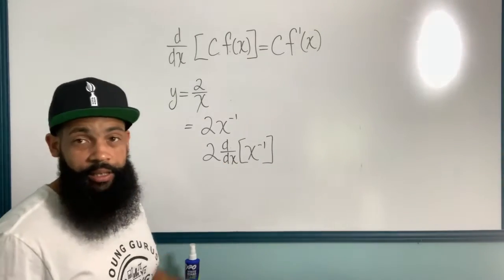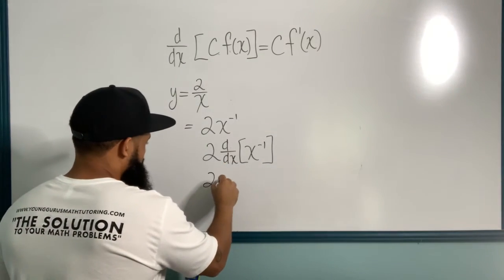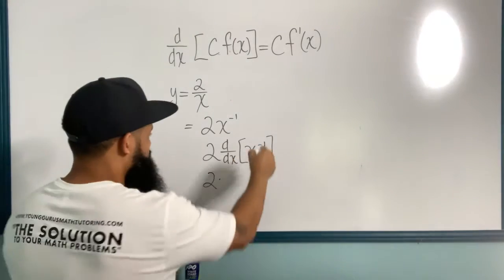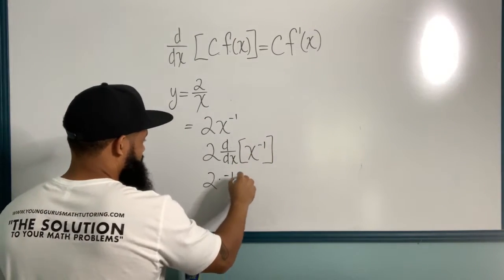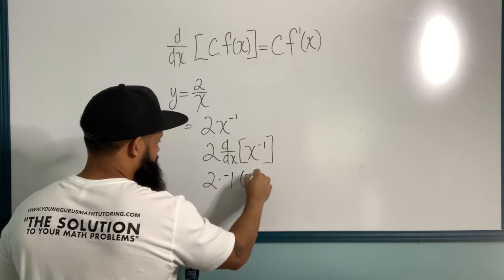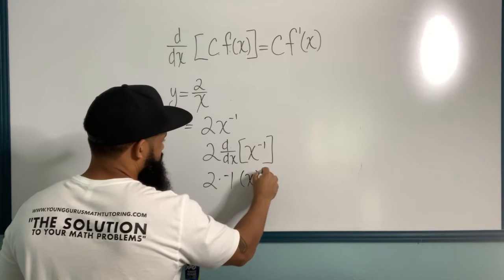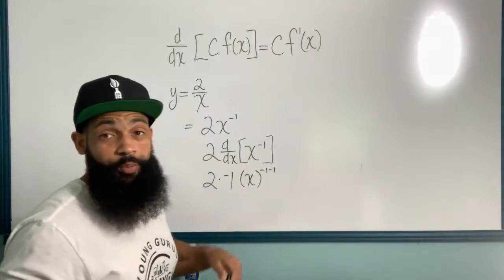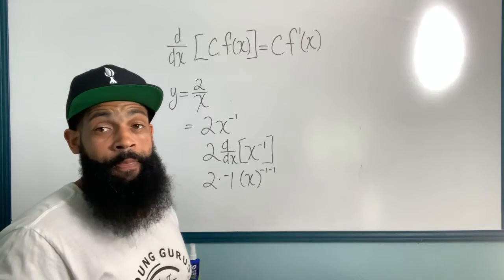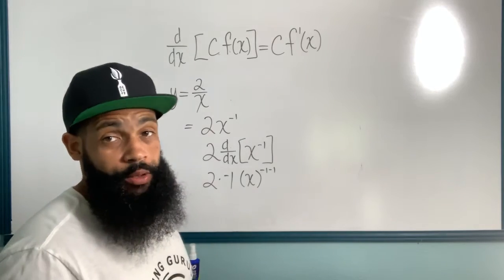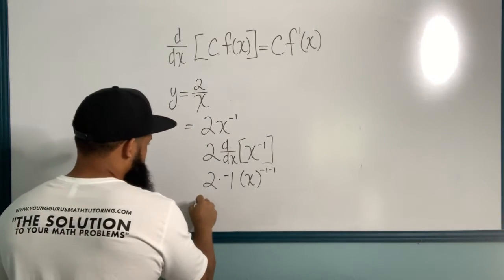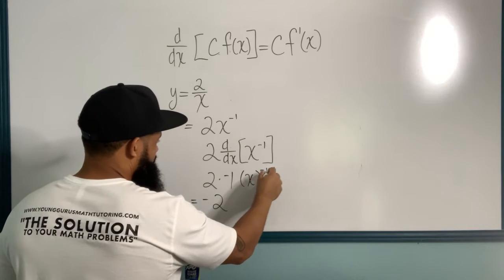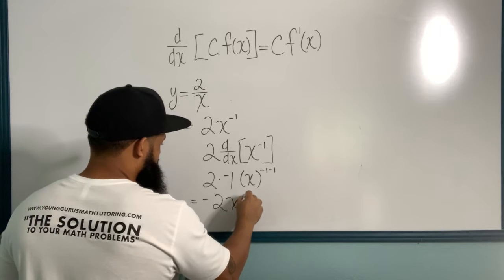So that d/dx. All right, so I have my 2, and then I'm going to say times. Now, the derivative of x to the negative 1 power, we need to take this negative 1 right there, and then times x to the negative 1 minus 1 power. All right. If you're not familiar with this process, go back and watch my power rule video on derivatives. All right. So then now we just simplify from there, right? I have 2 times negative 1, which is negative 2, and then x to the negative 1 minus 1, which is x to the negative 2.